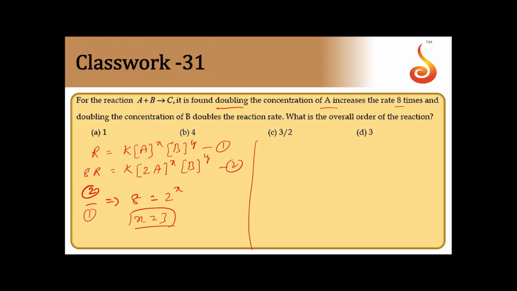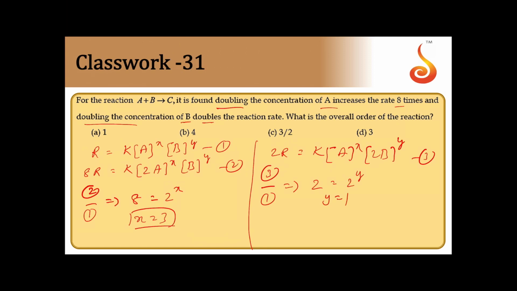Next, doubling the concentration of B doubles the rate. So 2R is equal to K into A to the power of X, and B is 2B now, doubled, to the power of Y. Take it as equation 3. Now dividing 3 by 1, this implies 2 is equal to 2 to the power of Y, therefore Y is equal to 1.